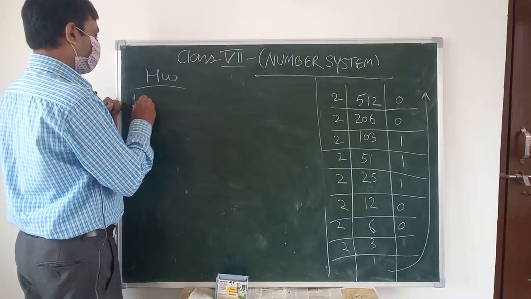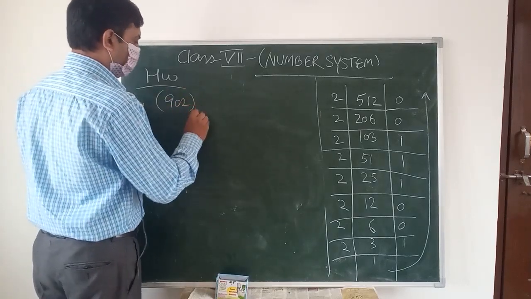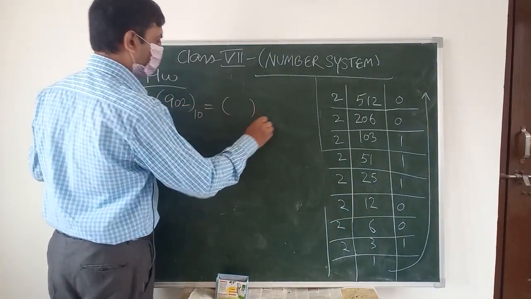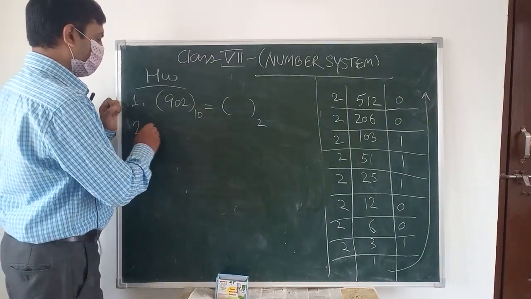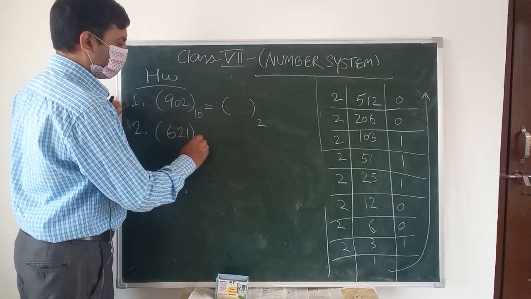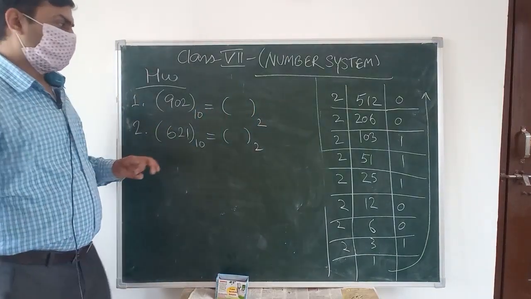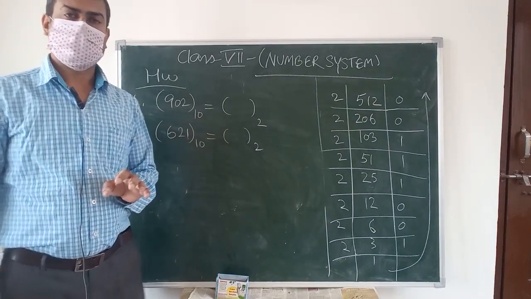Now, first question: 902. This is the decimal part. You have to convert it in binary. And 621. This is decimal. You have to convert it in binary. So you have to solve it as your homework in your copy.